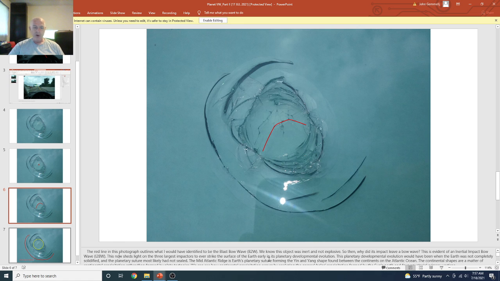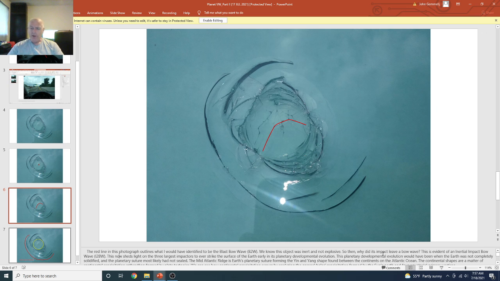All right, so there it is. I had to squeeze it down a little bit here because I wanted my picture to be bigger. The red line in this photograph outlines what I would have identified to be the blast bow wave, or the B2W as I like to call it. We know this object was inert and not explosive. That's kind of like an oxymoron, inert, not explosive, but some folks might not follow my meaning if I don't double it up.